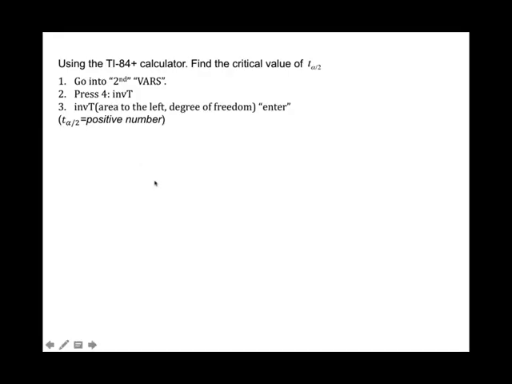I already posted a YouTube video to teach you how to do the programming for the inverse t. Again, if you're using the TI-83 plus or TI-83 calculator, you need to do the programming in order to use the inverse t. If you're using the TI-84 plus calculator, you will be fine. Just follow this instruction.